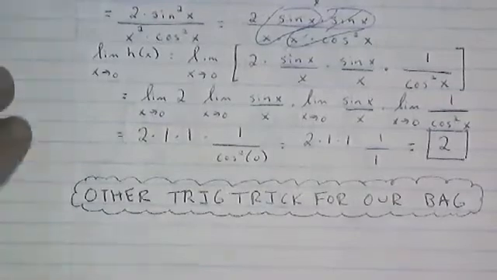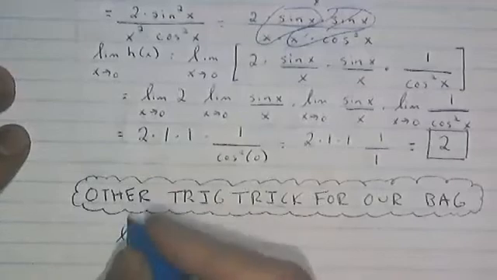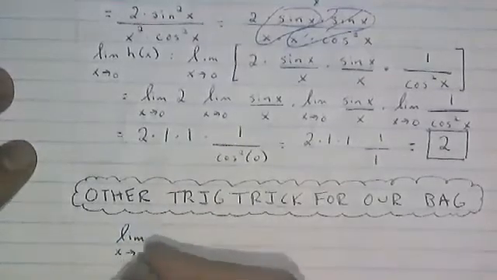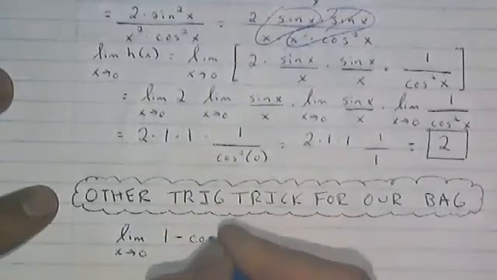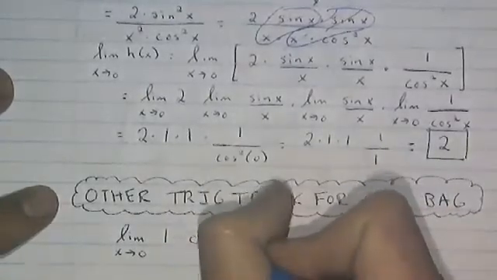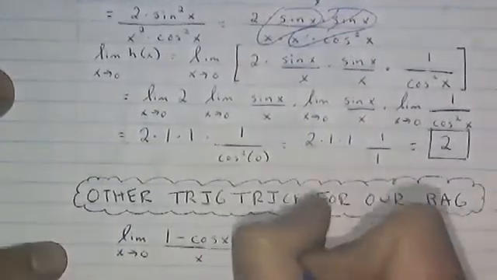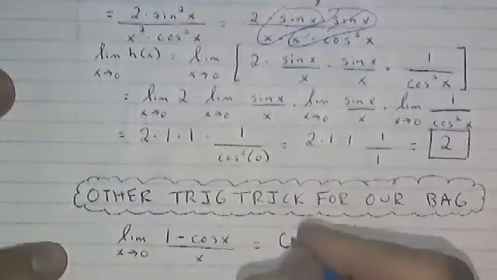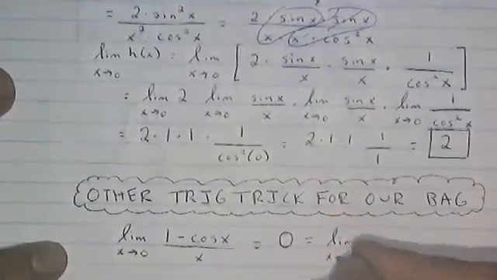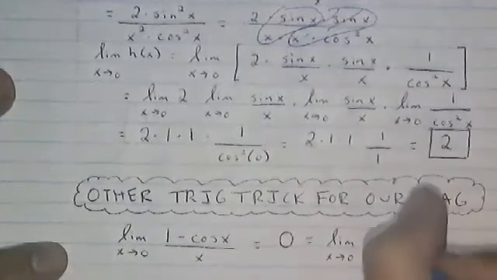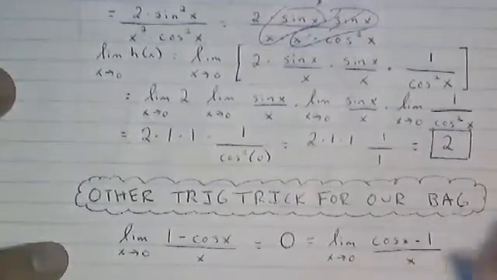That the limit as x approaches 0 of 1 minus the cosine of x over x is equal to 0, which in turn is equal to the limit as x approaches 0 of cosine of x minus 1 over x.